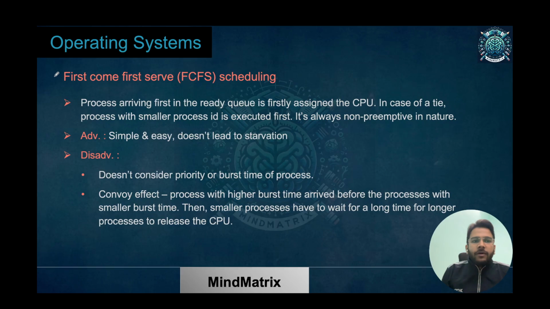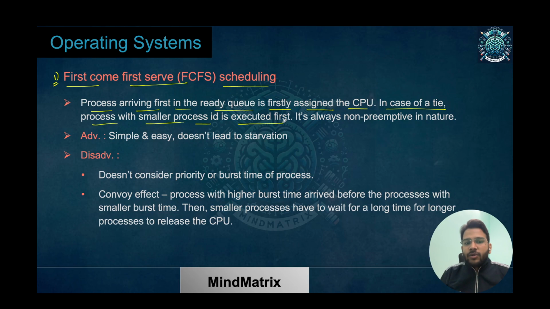Let's talk about our first CPU scheduling algorithm, that is first come, first serve. As the name suggests, the process which arrives first, we are going to allocate the CPU to that process first. Clear? So the process arriving first in the ready queue is first assigned the CPU. And in case of a tie, the process with smaller process ID is executed first.